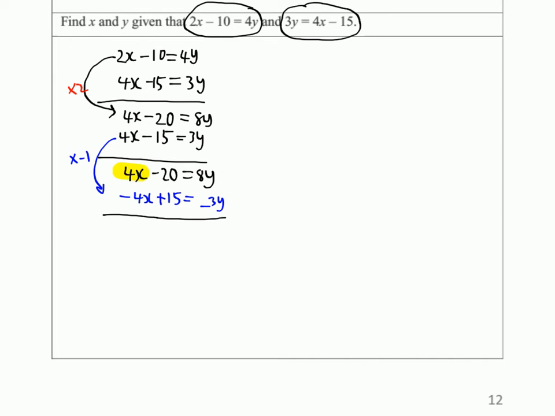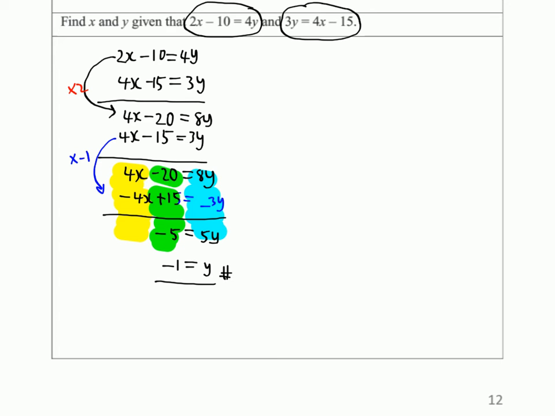Just so that you can see it clearly, that's our yellow, that's our green, and that's our blue column. So what do I get if I were to do the first column? 4x minus 4x, that's 0. Minus 20 plus 15 is minus 5. Remember, if you're not sure, double check using your calculator. 8y minus 3y is 5y. So if 5y is minus 5, y must be equal to negative 1. I don't have to show you how you get that. You can work it out yourself.